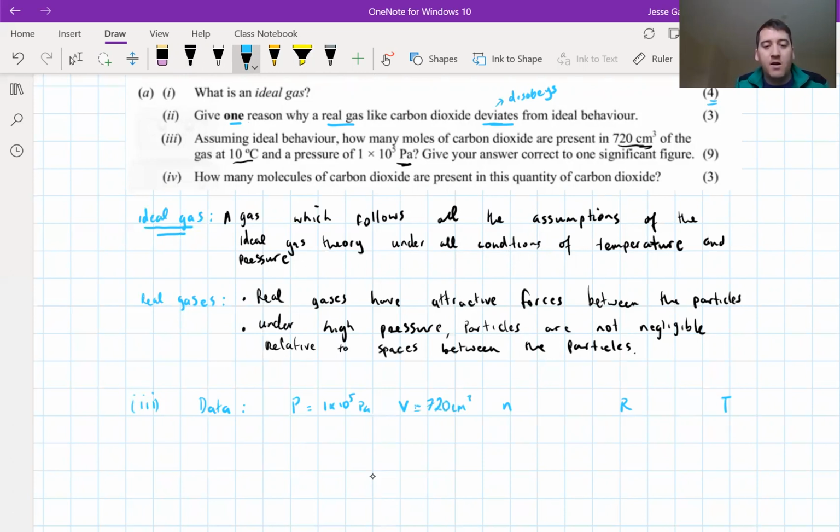And we're not happy with that. What do we need to do? We need to go from cm cubed to meters cubed. We'll do that in a second. n is what we're trying to find, moles, so that's our question mark. R is 8.31. And then T, it said, was 10 degrees C. And what we need to do is go from degrees C to Kelvin.